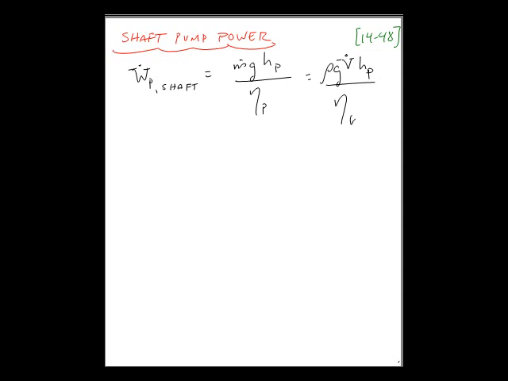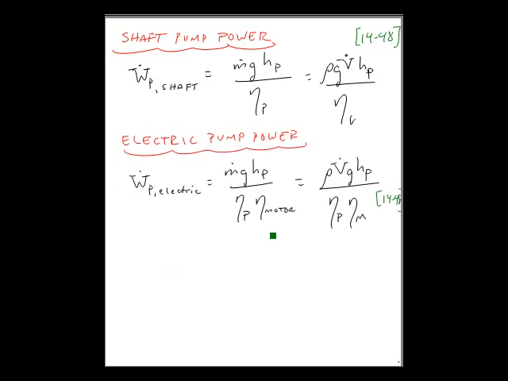Now my electric power, if I have an electric driven pump, I will have the efficiency of the motor. Electric pump power. So I get the same thing, but now I have an efficiency of the motor. And we see here this efficiency of the motor in addition. And that's equation 14-48.